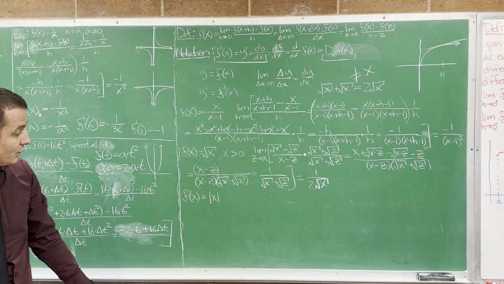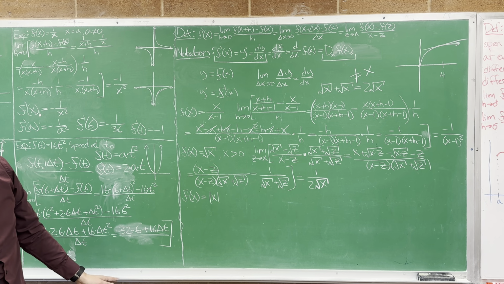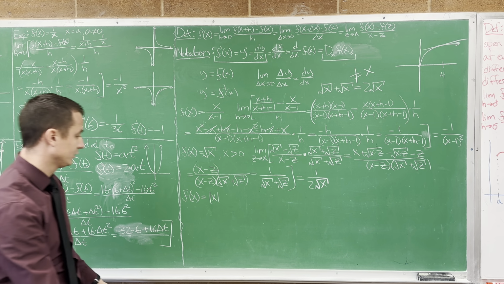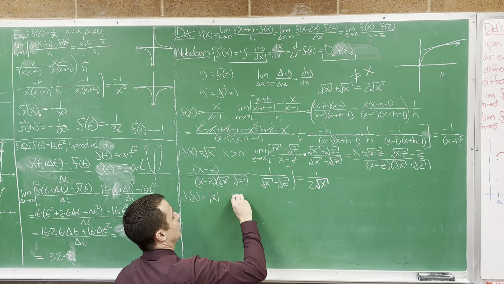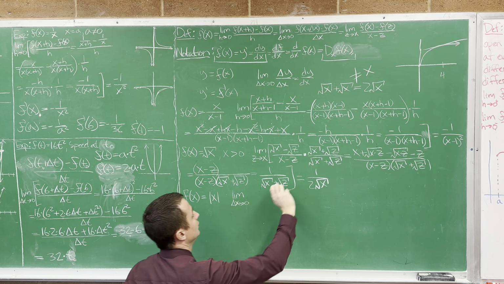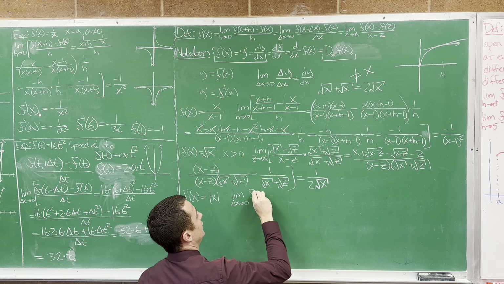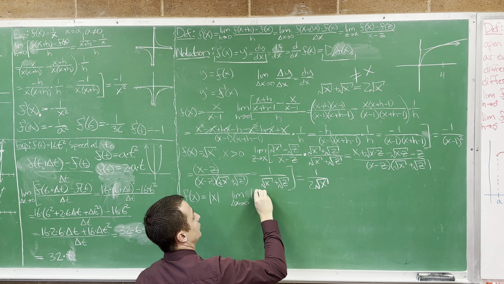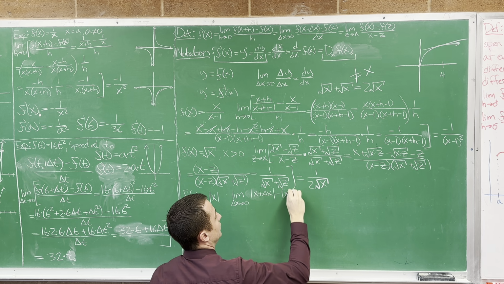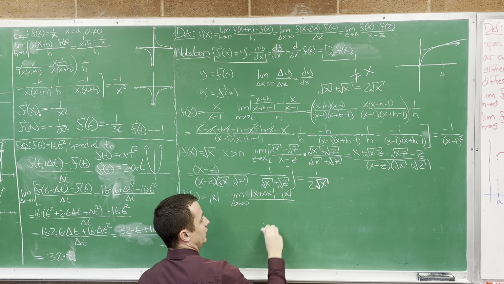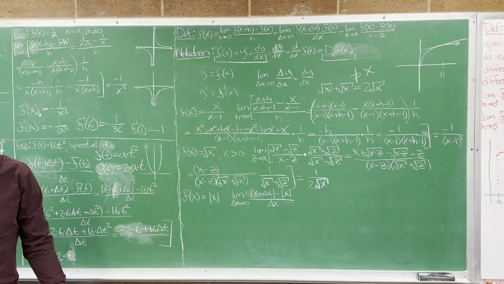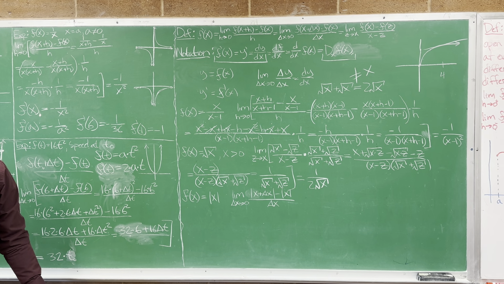Plug it in. Well, we can go ahead and plug it in. Okay, so which one do you want to plug it into? Delta x. You want to use the delta x one? So, we've got the limit as delta x approaches 0 of the absolute value of x plus delta x minus the absolute value of x, all over delta x, right? Yep. Okay, now what?